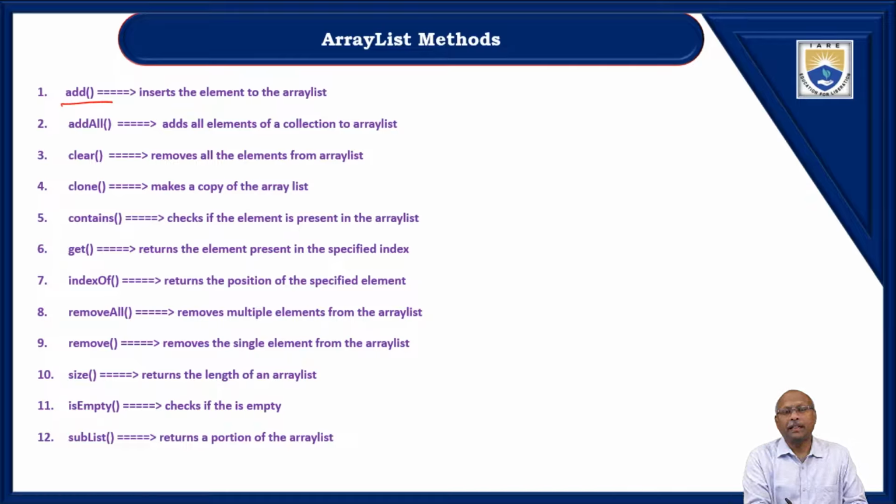The add method will add elements, and addAll lets you add one ArrayList into another ArrayList. You can clear the ArrayList. If you want to remove elements, you can remove. Similarly, clone, you can copy the ArrayList to another ArrayList. Similarly, contains, you can check whether an element exists in the ArrayList or not. Similarly, get, you can get a particular item from the ArrayList using the get method. Similarly, you can check the index of a particular item, where that item is available.